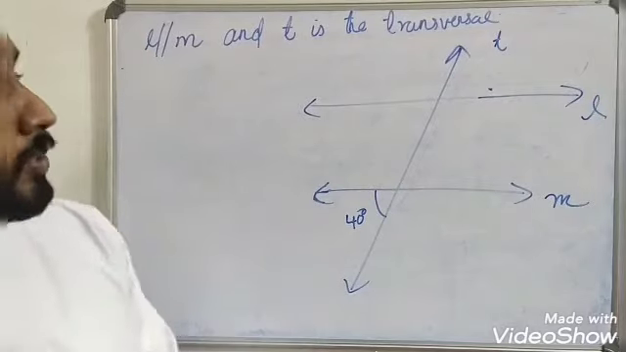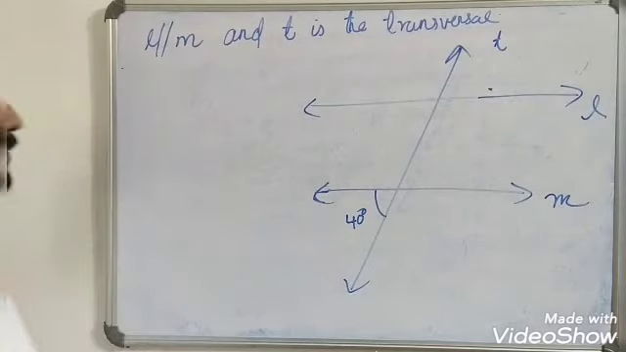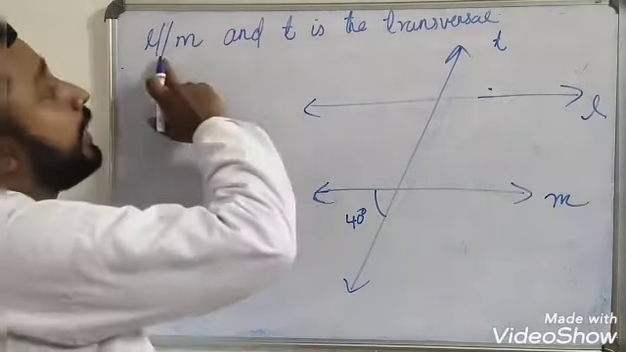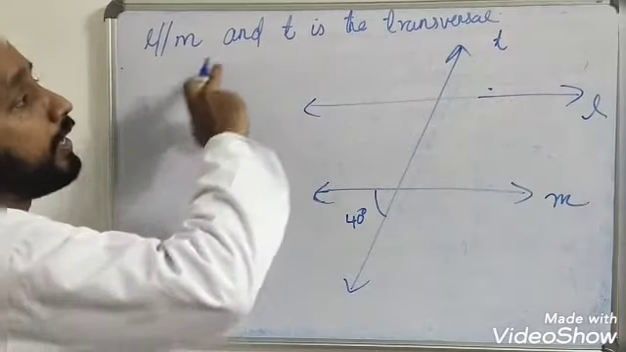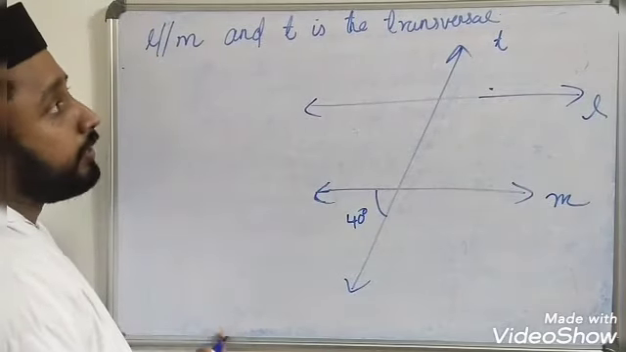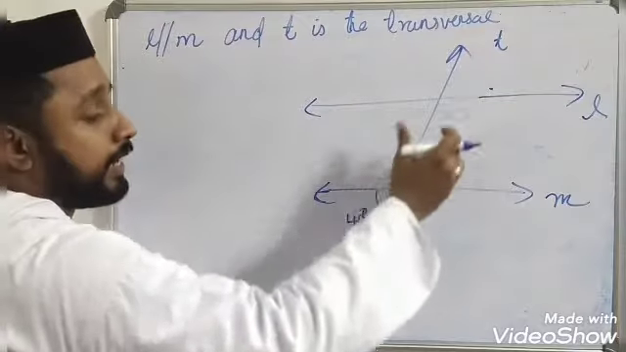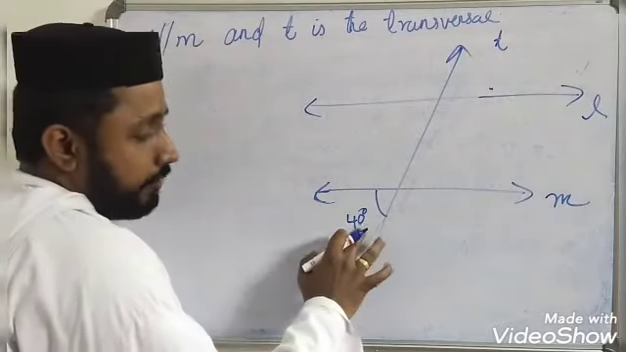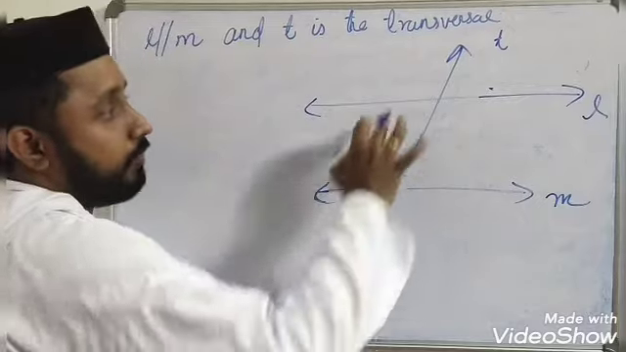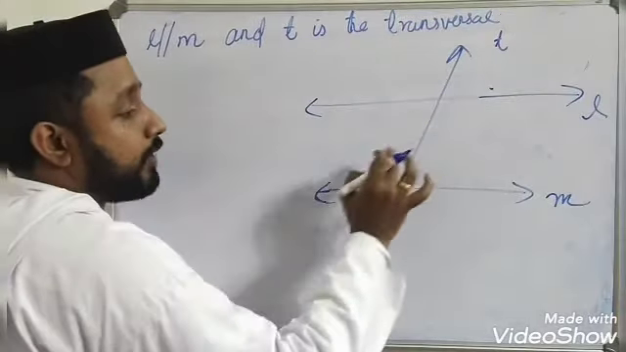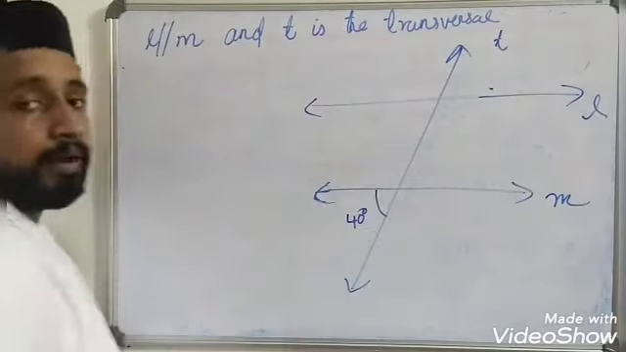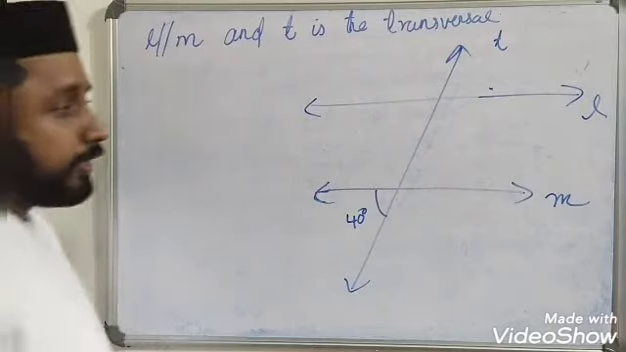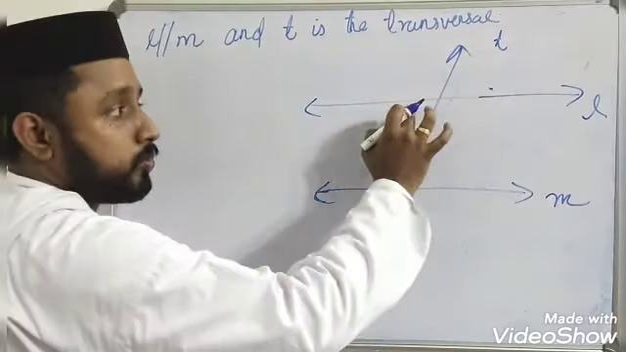Let us discuss one more question. So two lines L parallel to M and T is the transversal. We have to find all the other angles. One angle is given. That angle is 40 degrees. We have to find the other angles. So angle 40, this angle, 1, 2, 3, 4, 5, 6, 7, 8. We have given angle 7. So this angle corresponds to this angle.